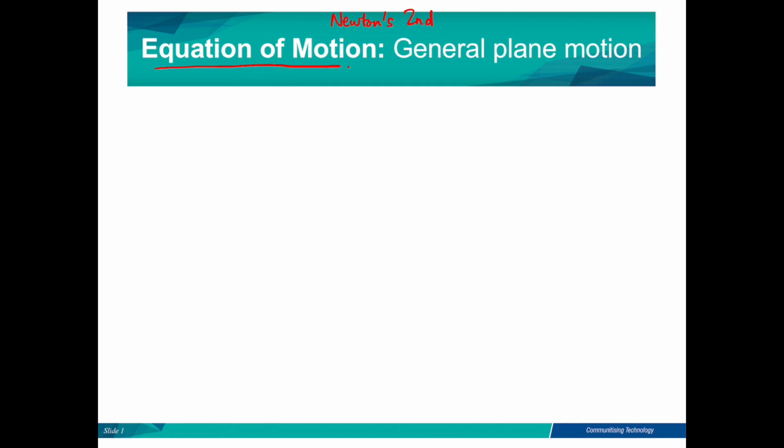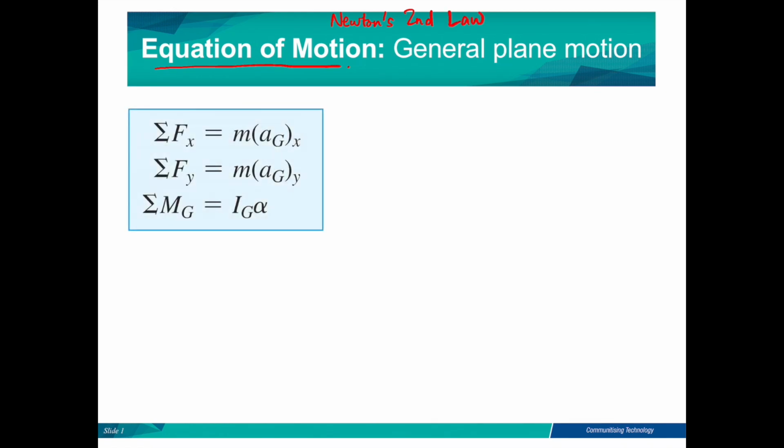Newton's second law states that the total force is equal to mass times acceleration, and we have broken it down into x and y axes. So the sum of forces in the x-axis equals m a_gx, the sum of forces in the y-axis equals m a_gy, and we also calculate the moment because there is a rotation, which is equal to I_G alpha. We have explained that I_G is the mass moment of inertia.